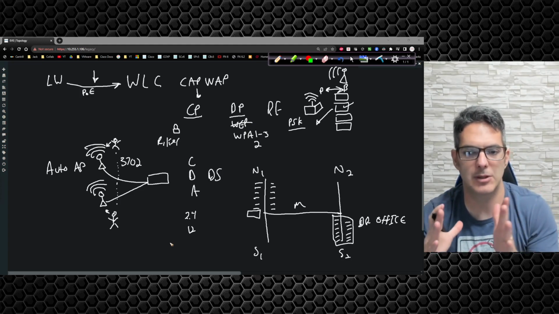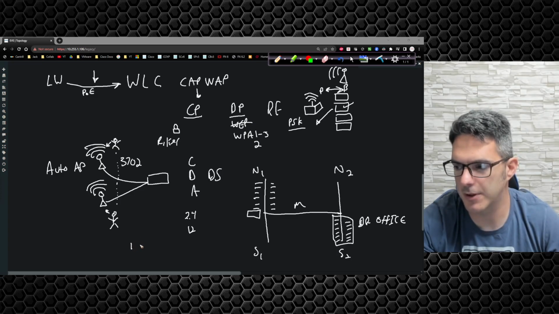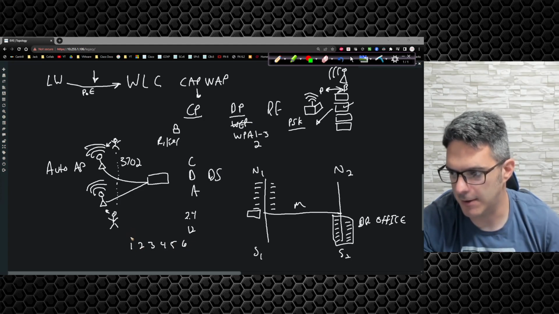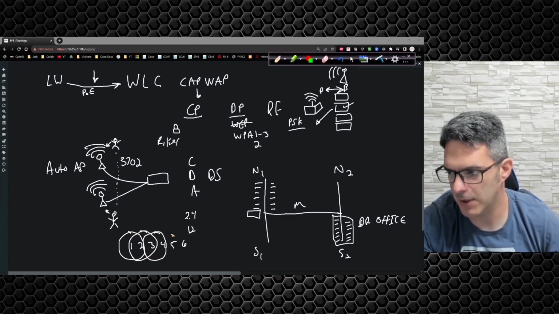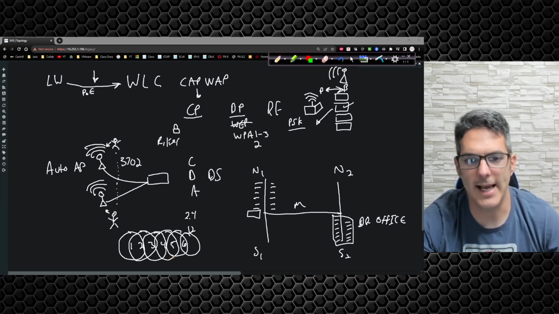Because if you have too much channel overlap, say we have 1, 2, 3, 4, 5, 6. I'm horrible at drawing circles. Let's say we do this, and then we have 2, then we have 3. Notice the channel overlap? It's a lot, right? Even though I'm doing my best to try to draw even circles around each one of the numbers, you can't, right?